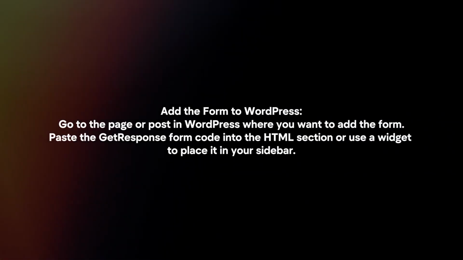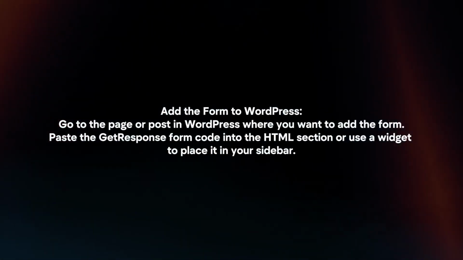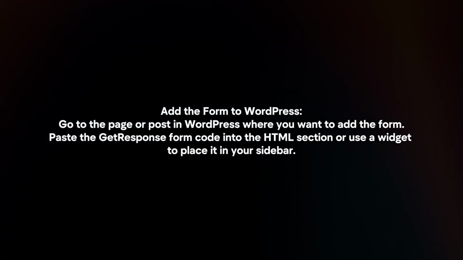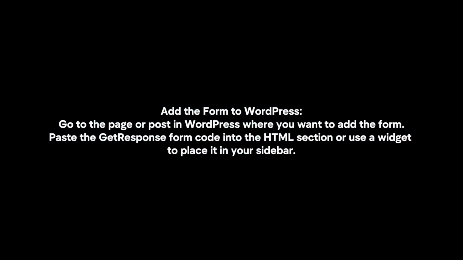Add the form to WordPress. Go to the page or post in WordPress where you want to add the form. Paste the GetResponse form code into the HTML section or use a widget to place it in your sidebar.